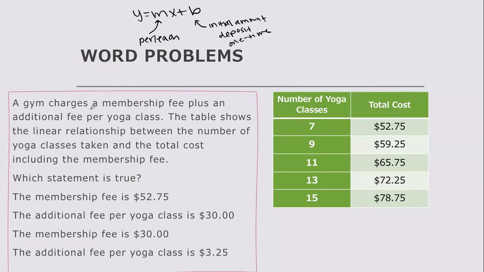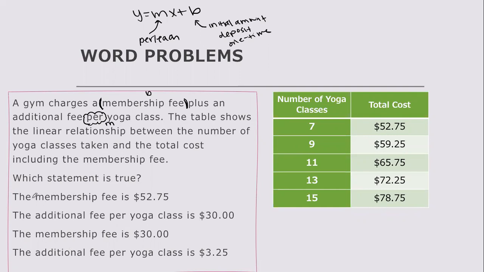So a gym membership charges a membership fee. This is talking about the y-intercept, because I'm only going to pay my membership fee one time. Plus an additional fee per, this already tells me this is talking about the slope, fee per yoga class. The table shows a linear relationship between the number of yoga classes taken and the total cost, including the membership fee. Which statement is true?